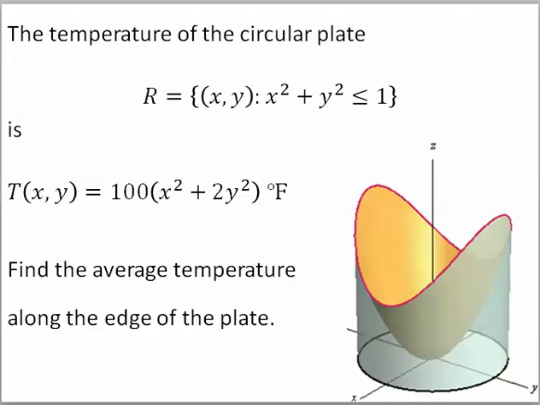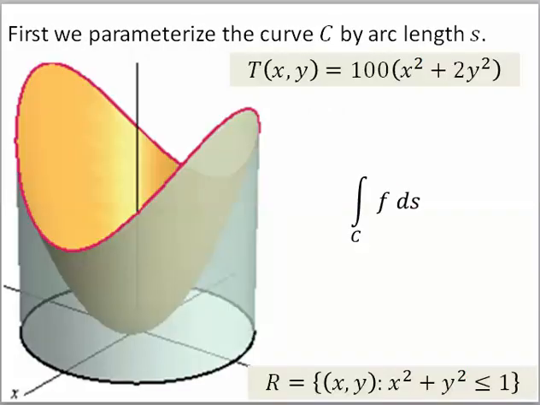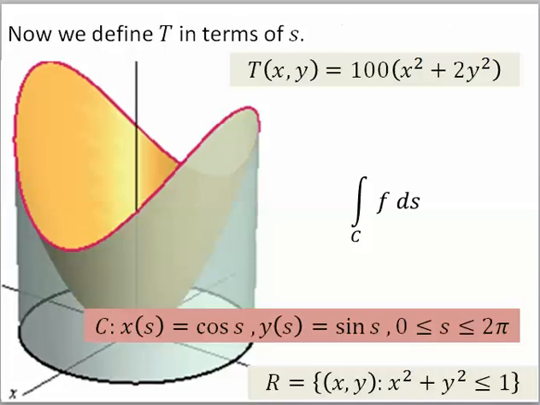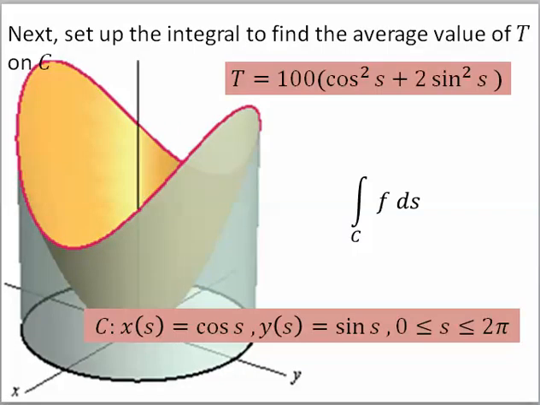And an example of using a line integral would be to find the average temperature along the edge of a plate. First, we parameterize the curve by arc length s. Now we define the temperature in terms of s, so we're looking for the temperature on the edge of the plate, because the edge of the plate is our only area of interest. After we do that, we set up the integral to find the average value of the temperature on the curve.